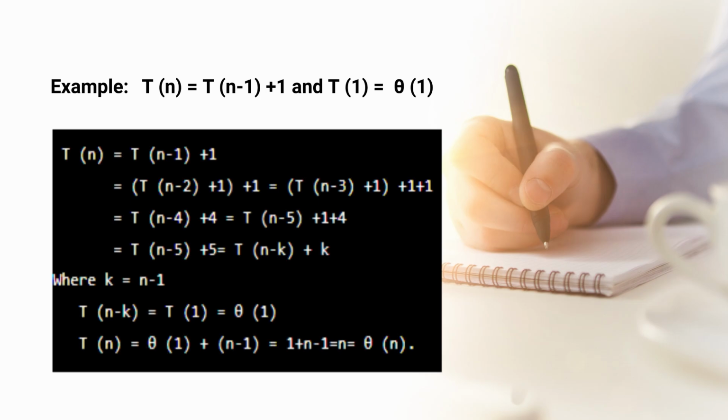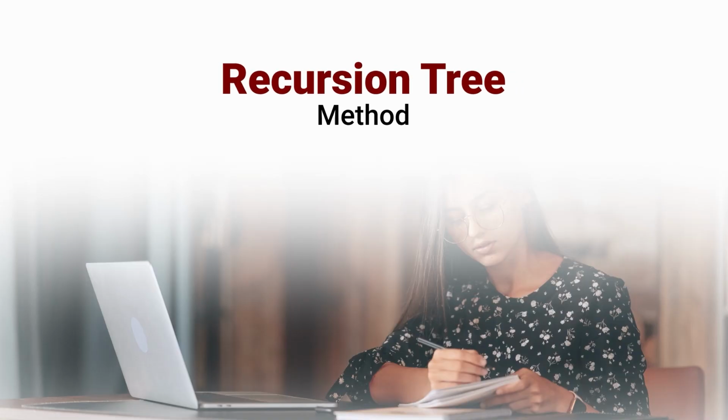So, putting that value T n minus k in the previous equation, that is T n equal to theta 1 plus n minus 1, because if we put the k value equal to n minus 1, or T n minus k equal to 1, that is theta 1 plus n minus 1. So, overall calculating that value we get theta n. So, the resultant complexity is theta n. We studied the iteration method and the substitution method. So, next is the recursion tree method.